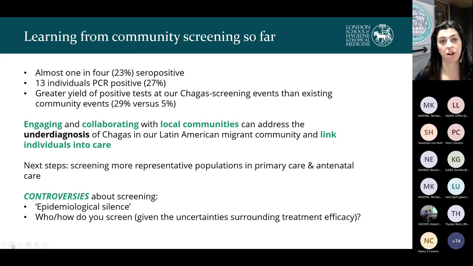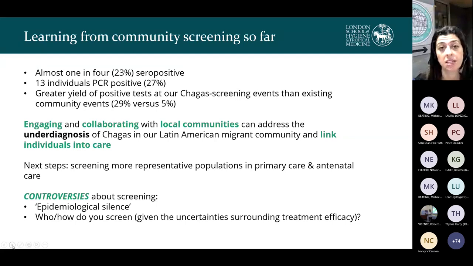So what have we learnt so far from our community screening initiative? Well, as I say, we've been surprised by the high seropositivity and the high proportion of people who are PCR positive. As is probably to be expected, we've seen a greater yield of positive tests when we offer Chagas at our specific UK Chagas Hub events, because people are responding to an advert, they recognise their own risk, perhaps they've also previously had a test for Chagas disease and they're just looking for a link into care.